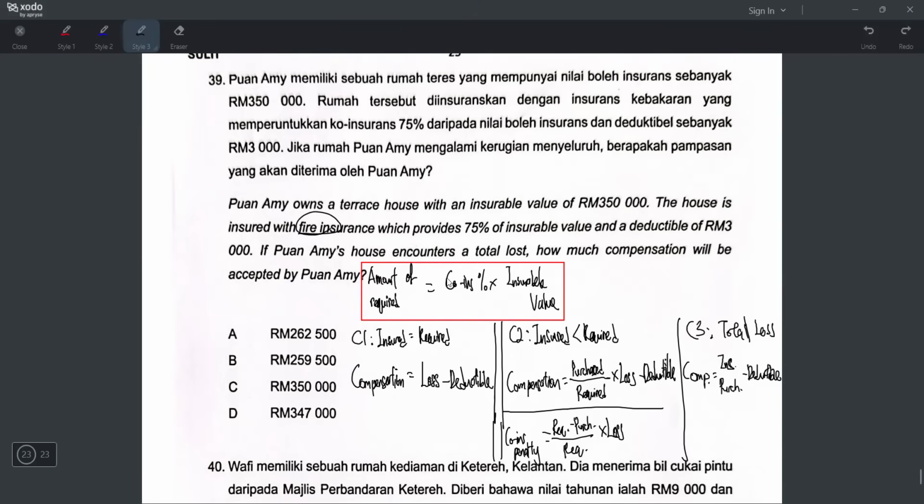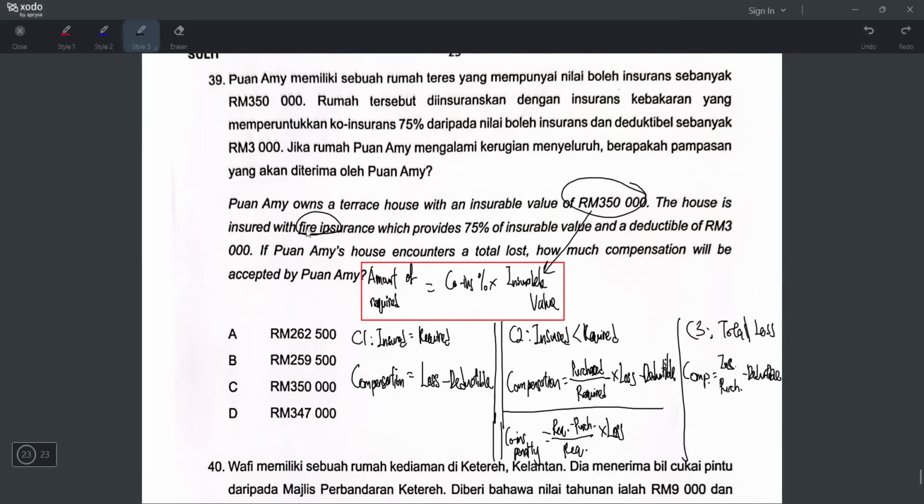Okay, now I will explain using this question. So remember, for fire insurance, always start with this formula. Always, okay, you have to start with this. Without this, you cannot find the compensation. You need to get your required first. Always get your required first. Okay, let's go. Puan Amy owns a terrace house with an insurable value of 350,000. This one confirm can put inside here later. Insurable value, right?